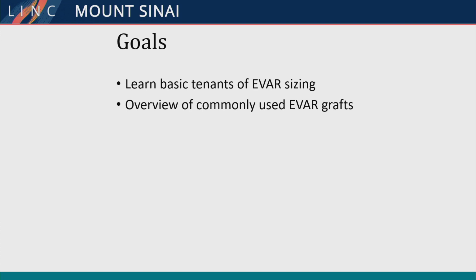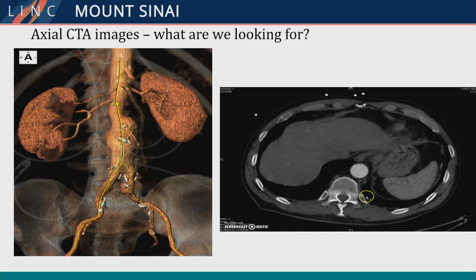Goal is really to learn the basic tenets of EVAR sizing and give an overview of the commonly used EVAR grafts. So first step is you identify a patient with an aneurysm, you obtain a CT angiogram. Ideally, you plug this information into a reconstruction software to obtain centerline measurements, both for diameters and lengths. This can also be done using axial cuts or axial images with less accuracy.